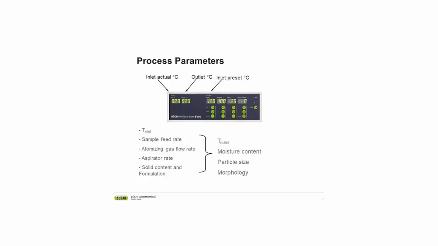Right. So hello. As you can see here, these are the process parameters we have on our spray dryer. What we can change is the inlet temperature, the aspirator, the pump speed, and what we haven't shown here, the gas flow of the spray gas. What we can only passively influence is the outlet temperature.